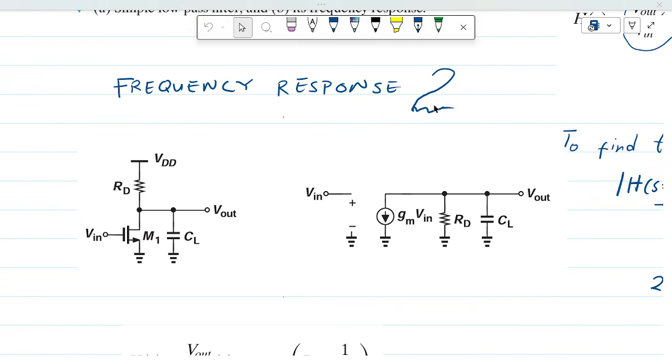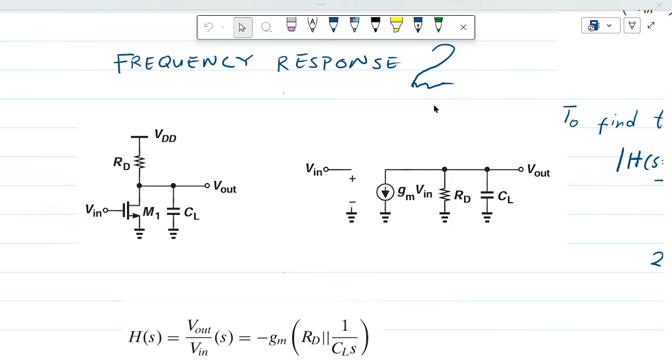Hello, in this video we look at the second part of the frequency response playlist. Now in this video we are going to look at the frequency response of a common source stage.